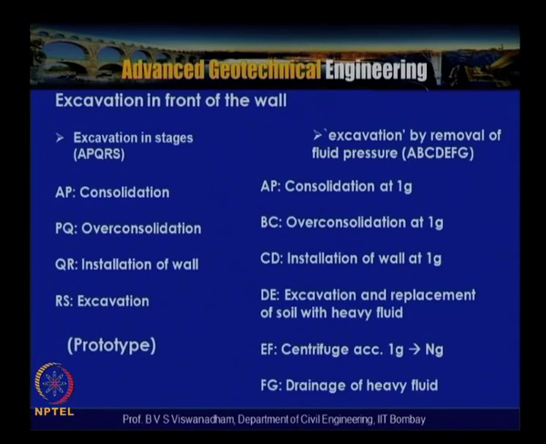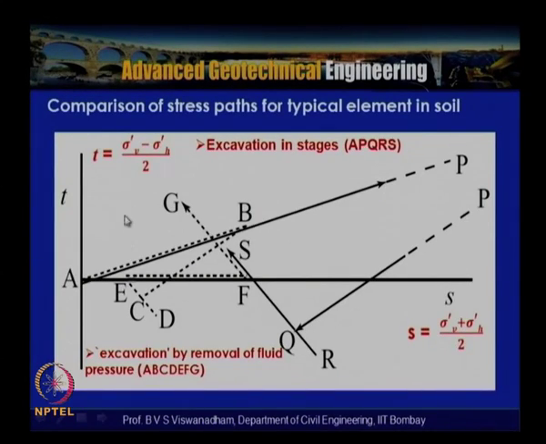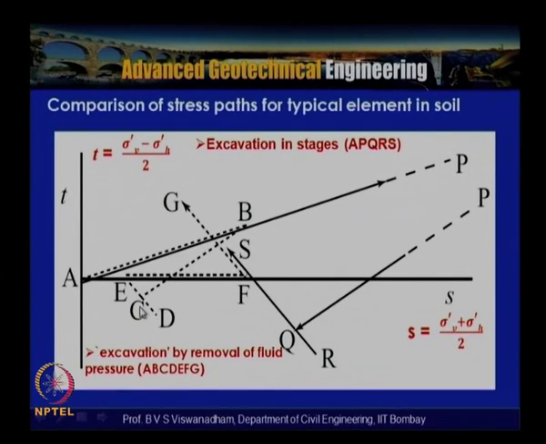So AP is the consolidation at 1G, BC is consolidation at 1G, and CD is the installation of the wall at 1G. That means that at CD the wall is driven into the soil mass at 1G, say in a clay, when it is driven at 1G. So at low stress levels, kindly note here.